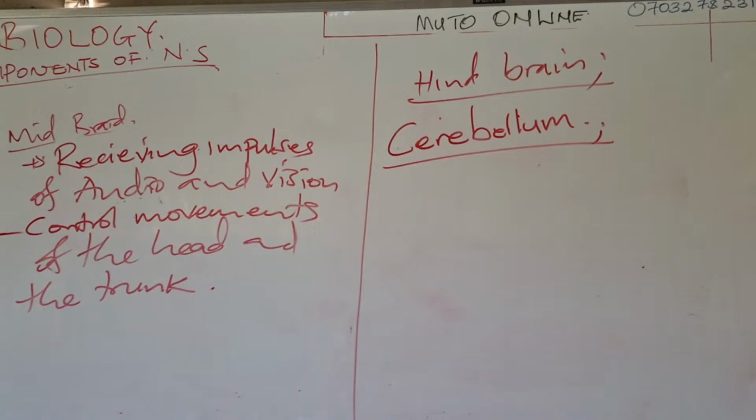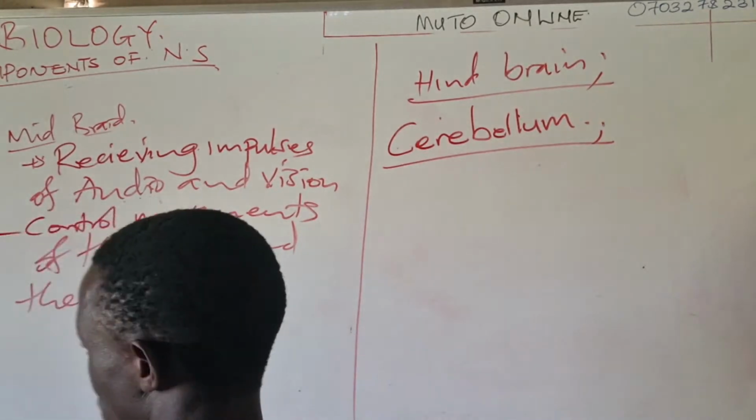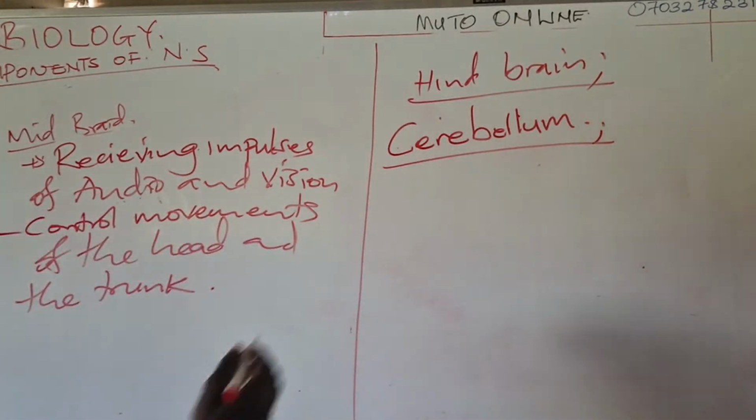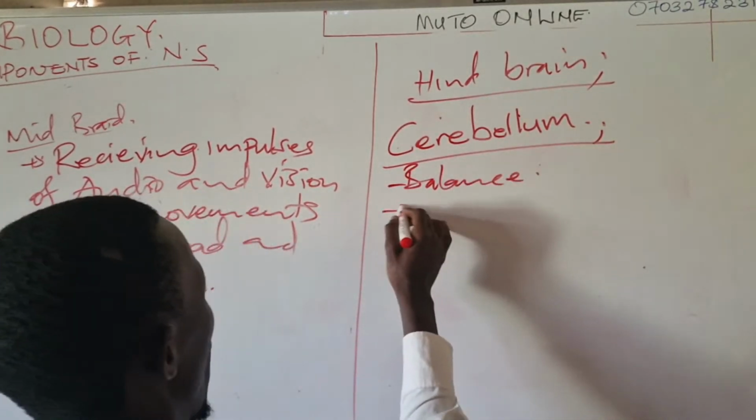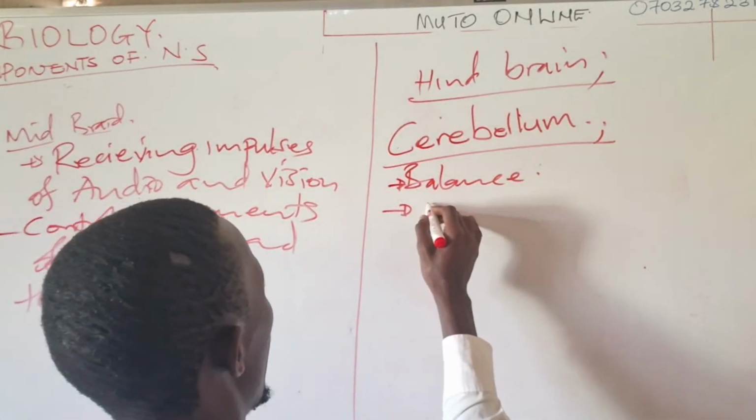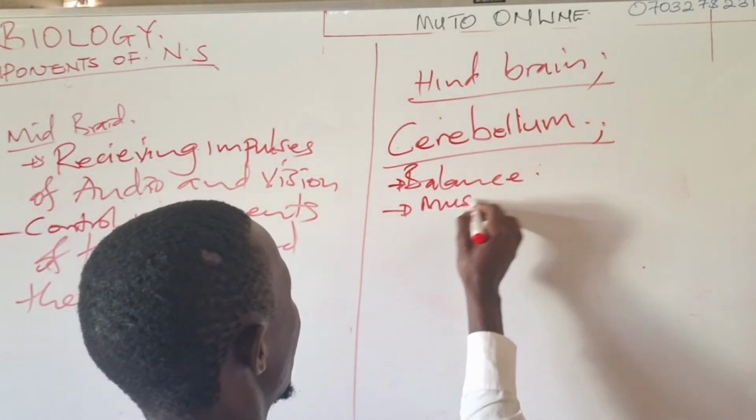To cut the story short, the cerebellum is actually responsible for all muscular movements, whether contraction or relaxation of muscle cells. It is coordinated by the cerebellum. The cerebellum is that part of the brain that is responsible for balance. It is the part of the brain that is responsible for muscle movements.